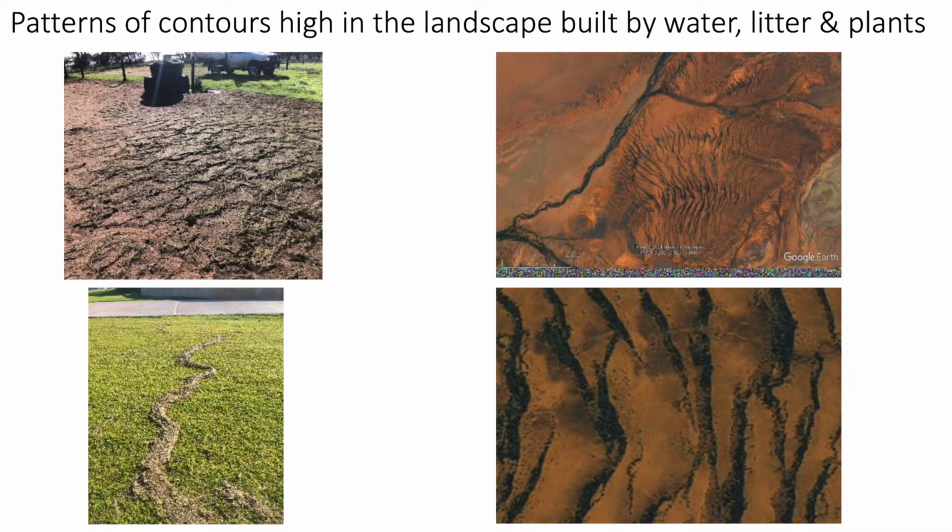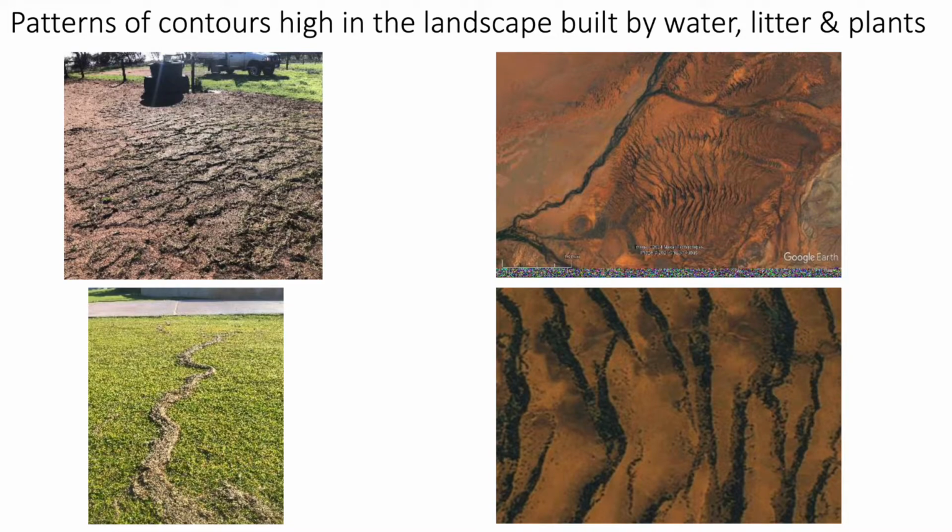An example of that, I don't know if you can see it, is just a bit of bare soil, a little bit of a slope of terrain. The water's shot down, carried the litter, and dropped the litter in level contours. That's the pattern that Mother Nature builds, contours for us.